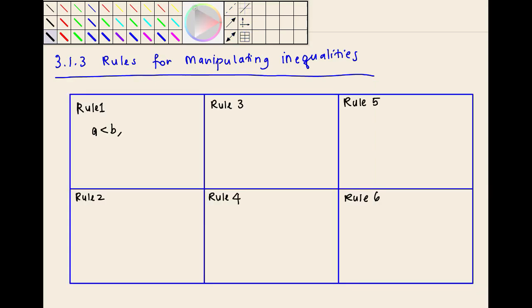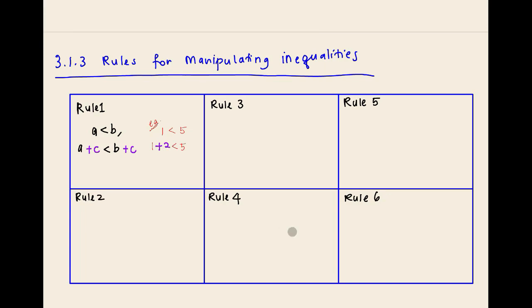Okay, rule number 1. Let's say A is less than B, right? Then A plus C is less than B plus C. What does that mean? Okay, for example, number 1 is of course less than number 5. So now, what if you add a number on the left hand side? If you add a number to the left hand side, you have to add the same number on the right hand side. So if you add, let's say, number 2 on the left hand side, on the right hand side you have to do the same thing, which is add 2.